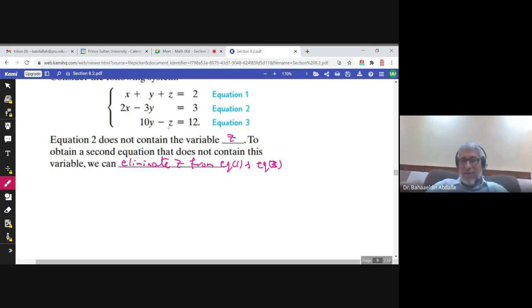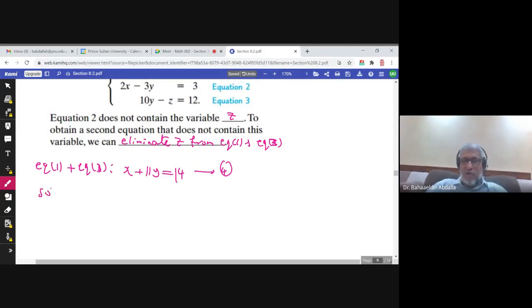I can eliminate z by adding. So equation 1 plus equation 3, immediately if you add equation 1 and 3, you will get x. There is no x here to add with, plus 10y plus y would be 11y, minus z plus z would be cancelled, and 12 plus 2 would be 14. This is equation 4. Now, equation 2 and equation 4 are two equations in two variables.